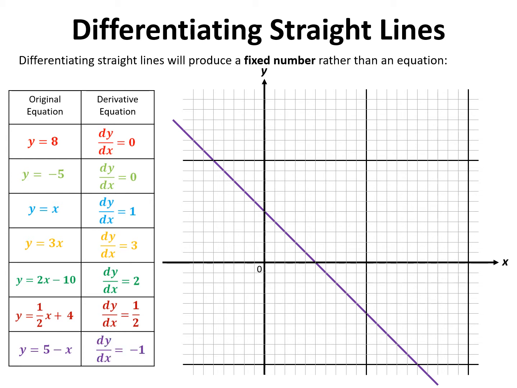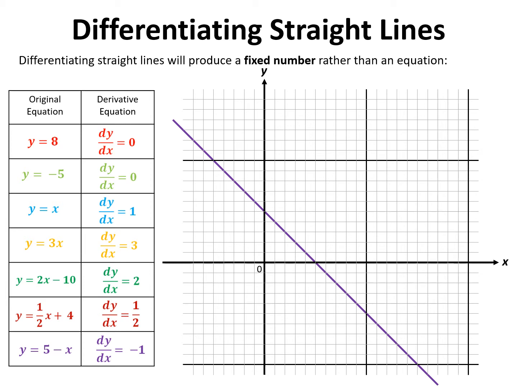Now, this isn't proper differentiation. This is just finding the gradients of a few straight lines, which is relatively easy. But there is a pattern, and you might start to recognize what it is. If we look down that table of equations and derivatives, it looks like the number on its own doesn't really matter. The y equals 8 doesn't make any difference, the derivative is still 0. When y is minus 5, the derivative is still 0. It's only the number in front of the x that matters.